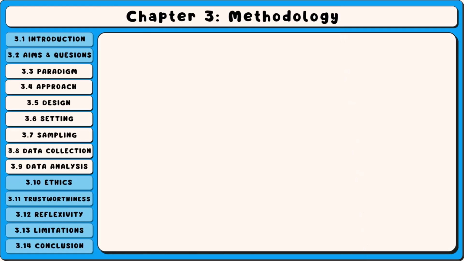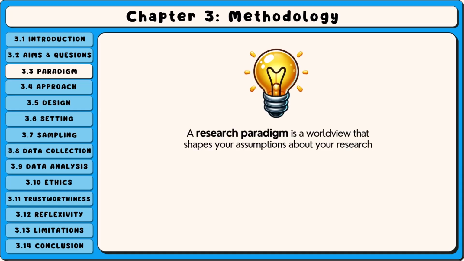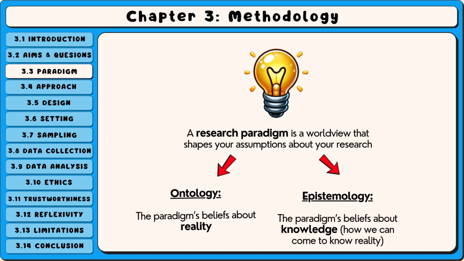Okay, let's look at how to write sections 3.3 to 3.9. We're going to go into more depth on each of these decisions in this chapter than we did in chapter 1. So we'll start at 3.3, which explains your chosen paradigm. A research paradigm is a worldview that shapes your assumptions about your research. Research paradigms are composed of an ontology, which explains the paradigm's beliefs about reality, and an epistemology, which explains the paradigm's beliefs about knowledge, or in other words, how can we come to know reality?